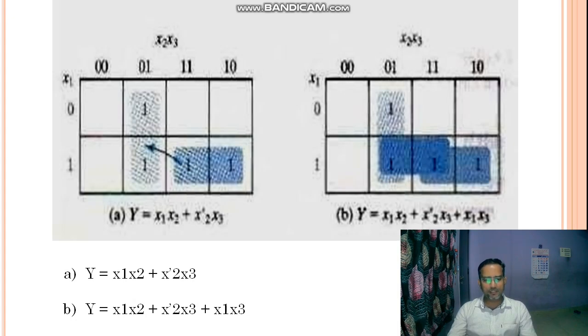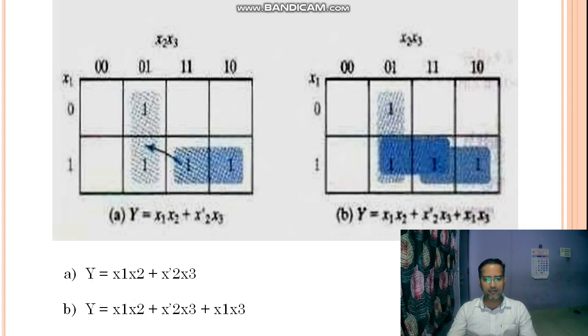x1 x2 represents the value 1. Where are x1 and x2? Here x1 has two values, 0 and 1. Here 1 is the exact value x1, and here 0 is x1 dash. So we can take this row. Where is x2 in the first term? Here the third bit is 11 and the fourth is 10. So here we have to mark the value 1.